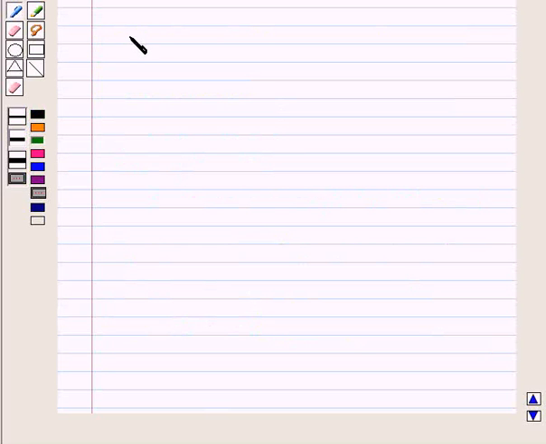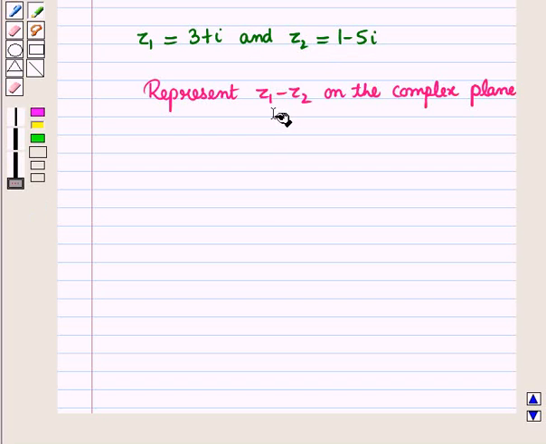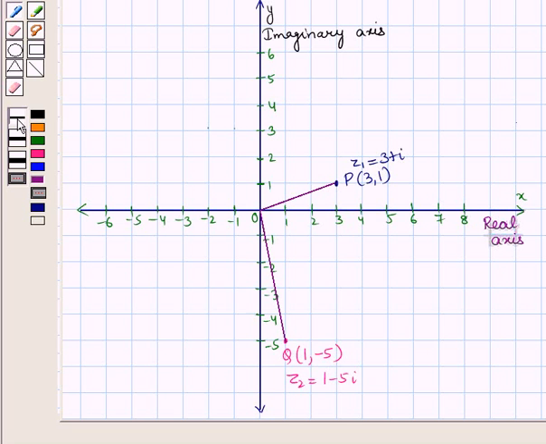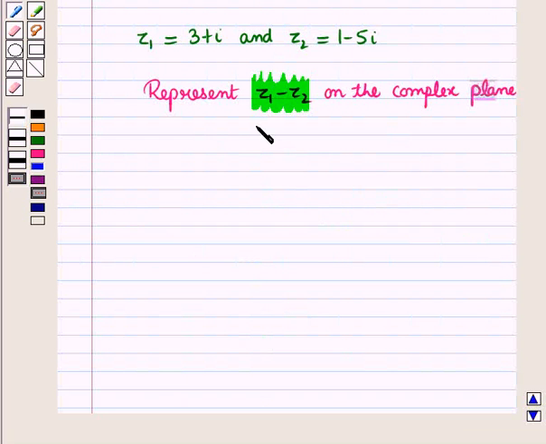Now let us take some complex numbers, that is we have z1 is equal to 3 plus iota and z2 is equal to 1 minus 5 iota. Now we have to represent the difference, that is z1 minus z2, on the complex plane. Now we have already drawn z1 and z2 on the complex plane. Now to find z1 minus z2, we first draw minus z2, that is equal to minus of 1 minus 5 iota the whole, which is equal to minus 1 plus 5 iota, on the complex plane.